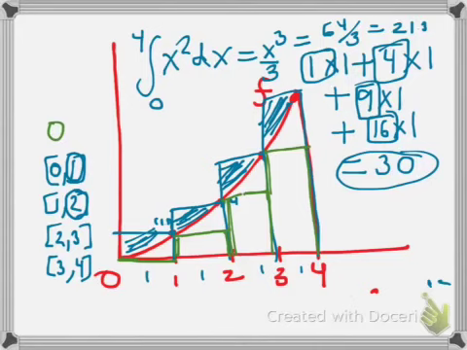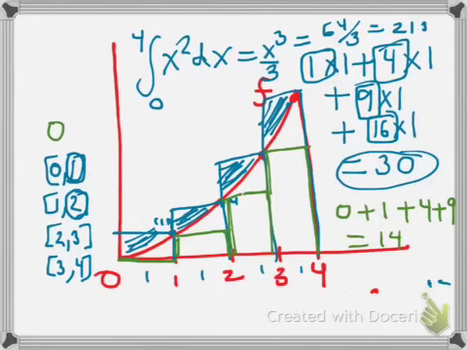So for the first one, in this case, I'm doing it with green. It will be 0 times 1, which is 0. The second one will be 1 times 1, which is 1. The third one will be 4 times 1. And the fourth one will be 9 times 1. So in this case, I actually have my answer as 14, right? By taking the left-hand endpoints, I'm getting 14.